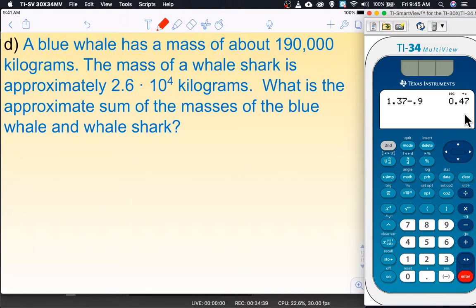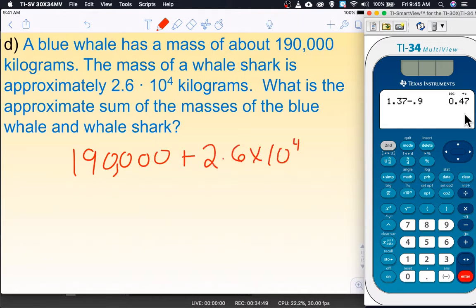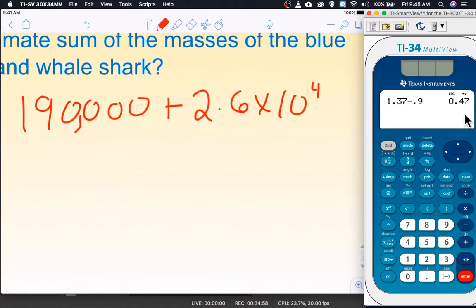All right, so we have that 190,000 plus the 2.6 times 10 to the 4th. I showed you before when we did problems like this, we were always making numbers both into standard form. I'm going to do that again here. Why not? So this becomes a 10 to the power of 0.